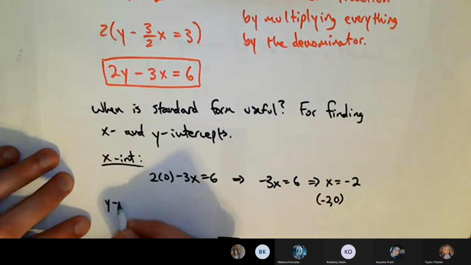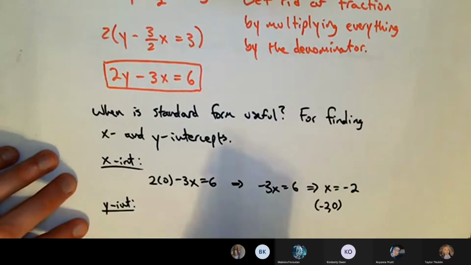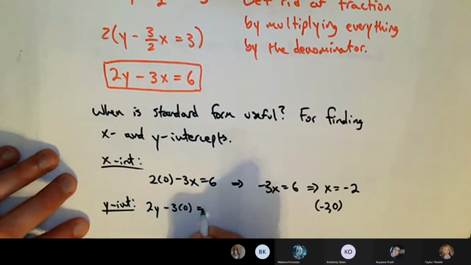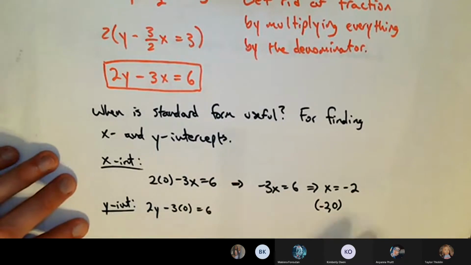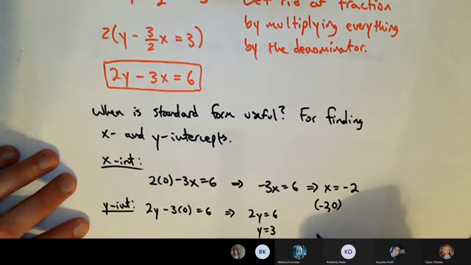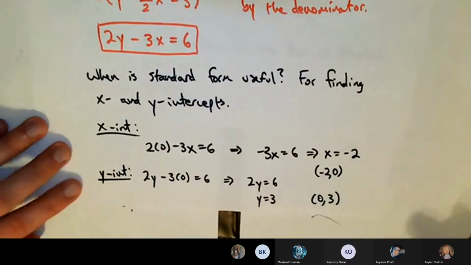Okay, and similarly for the y-intercept, you plug in 0 for x, 2y minus 3 times 0. Of course, 2y minus 0 is just 2y. So I have 2y equals 6. So y is equal to 3. Giving me a 0, 3 for the y-intercept.